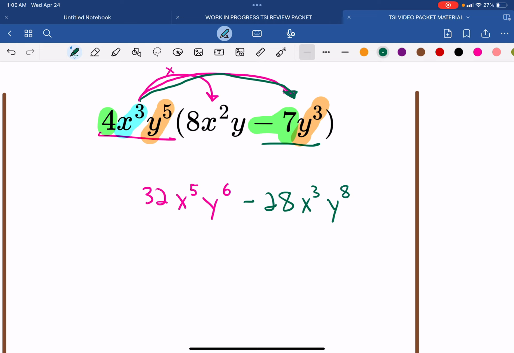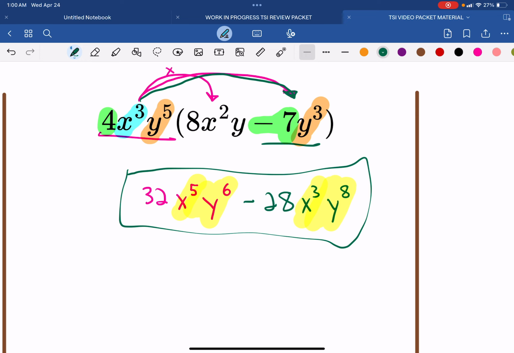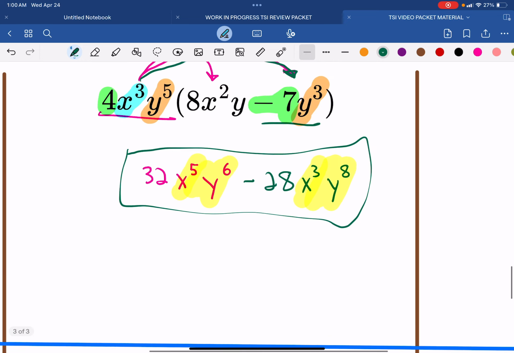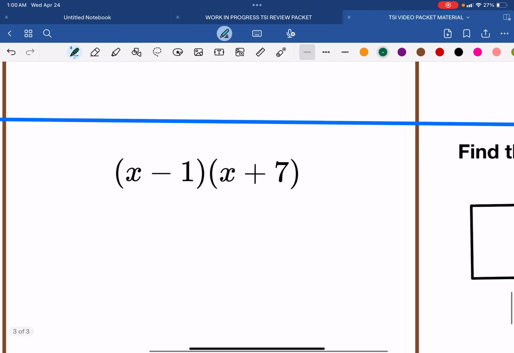Now, very important question. Can I combine these two? The answer is no. This is x to the 5, y to the 6. In order for me to be able to combine things, they both have to have the same exponents. They're both different. This is my final answer. Voila.